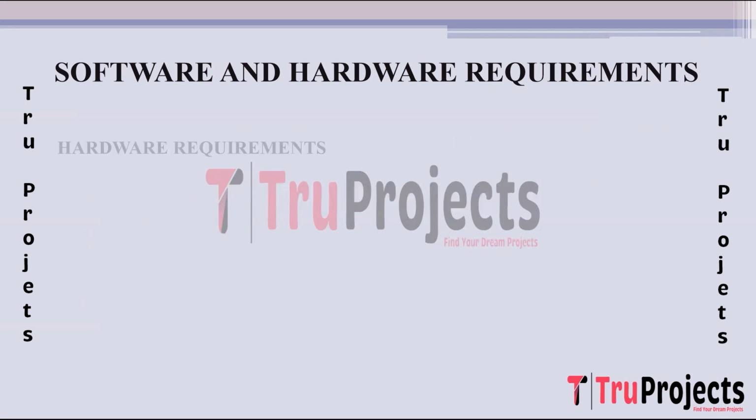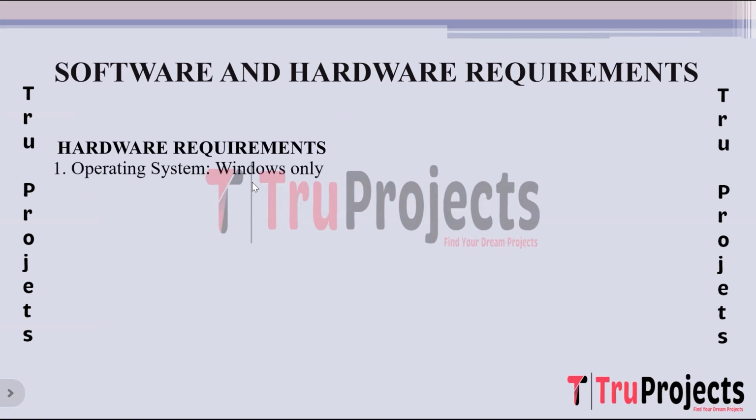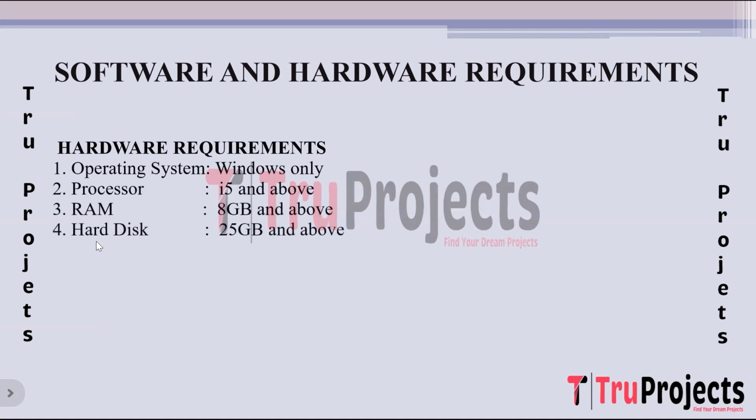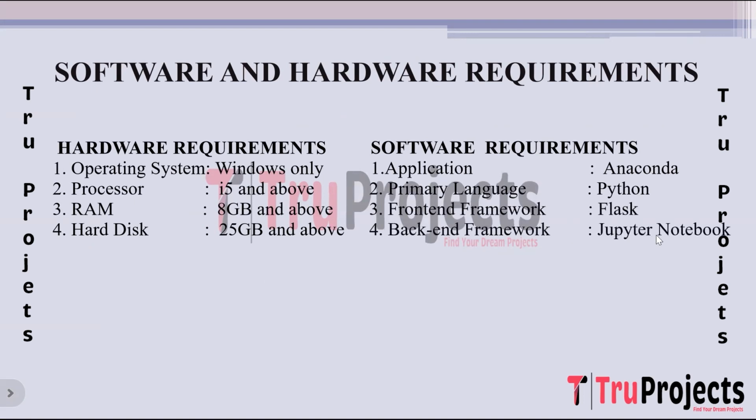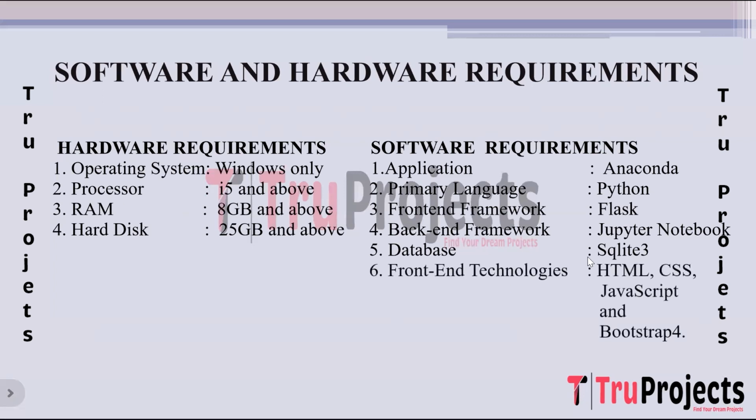Software and hardware requirements. Hardware requirements of the project are operating system of Windows, processor of i3 and above, RAM of 8GB and above, hard disk of 25GB and above. Software requirements of the project are: application is Anaconda, primary language is Python, front-end framework is Flask, back-end framework is Jupyter Notebook, database is SQLite 3, front-end technologies used in the project are HTML, CSS, JavaScript and Bootstrap 4.